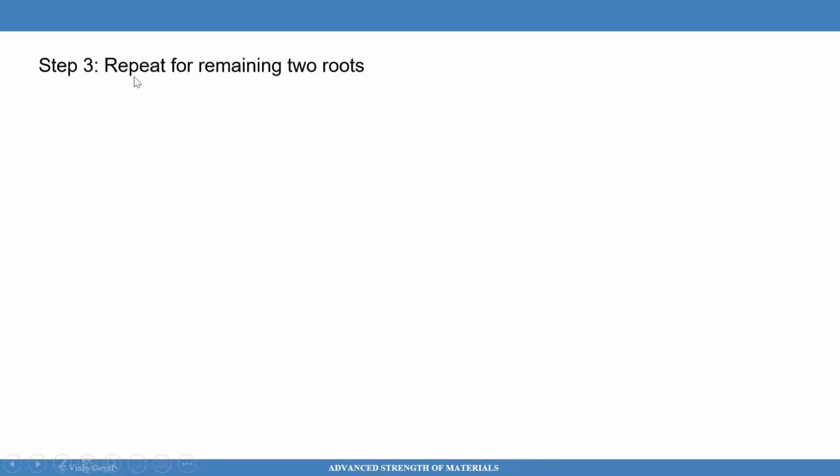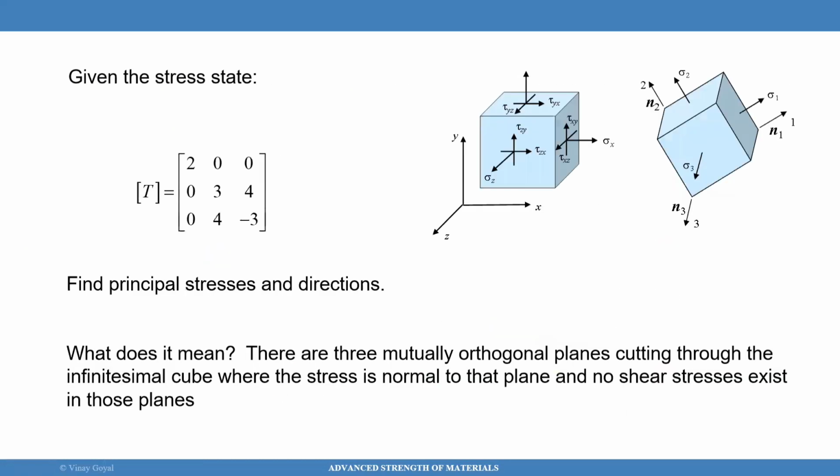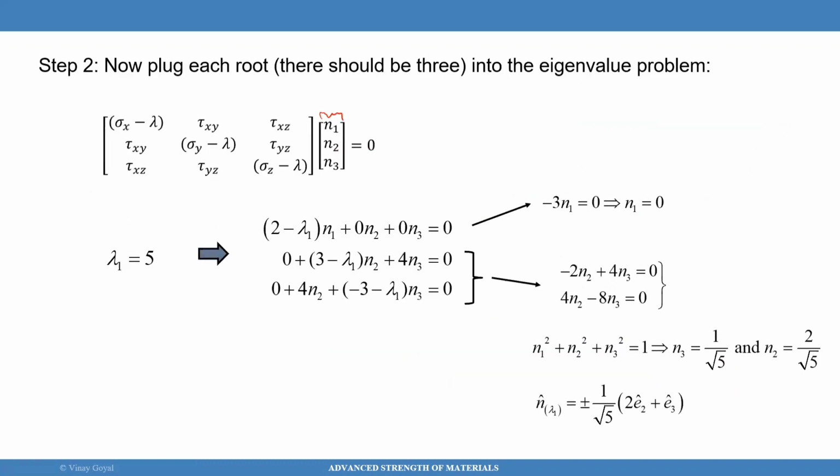And you then repeat the process for the remaining 2 roots, and the 3 vectors should be mutually orthogonal to each other. Meaning if I take the dot product of n1 hat and n2 hat, it should be 0, and then n2 hat dot n3 hat should be 0, and then n1 hat dot n3 hat should be 0. They are orthogonal to each other, and so you can check it later when you're done.